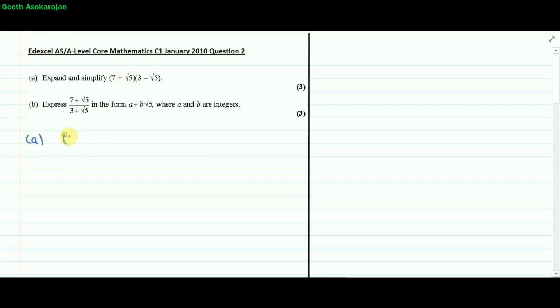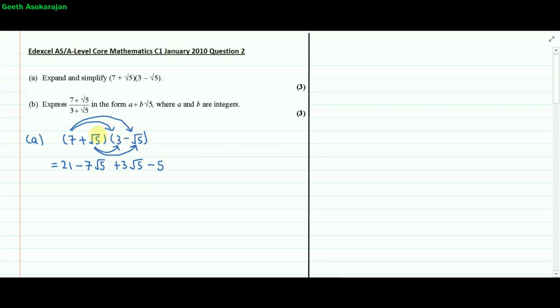So let me copy this down. So 7 plus square root of 5 multiplied by 3 minus the square root of 5. So let's multiply. 7 times 3, 21. 7 times minus root 5 is minus 7 square root of 5 or minus 7 root 5. Root 5 times 3 is plus 3 root 5. And root 5 times minus root 5 is minus 5.